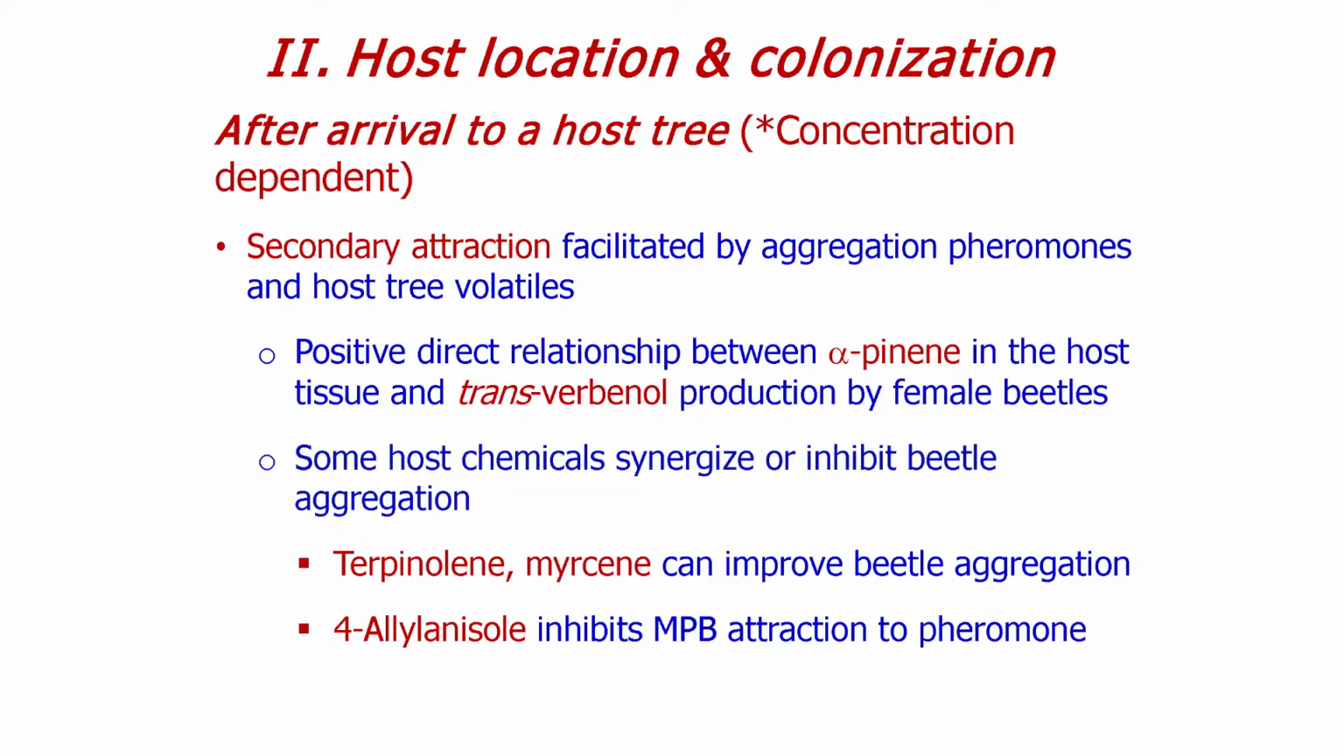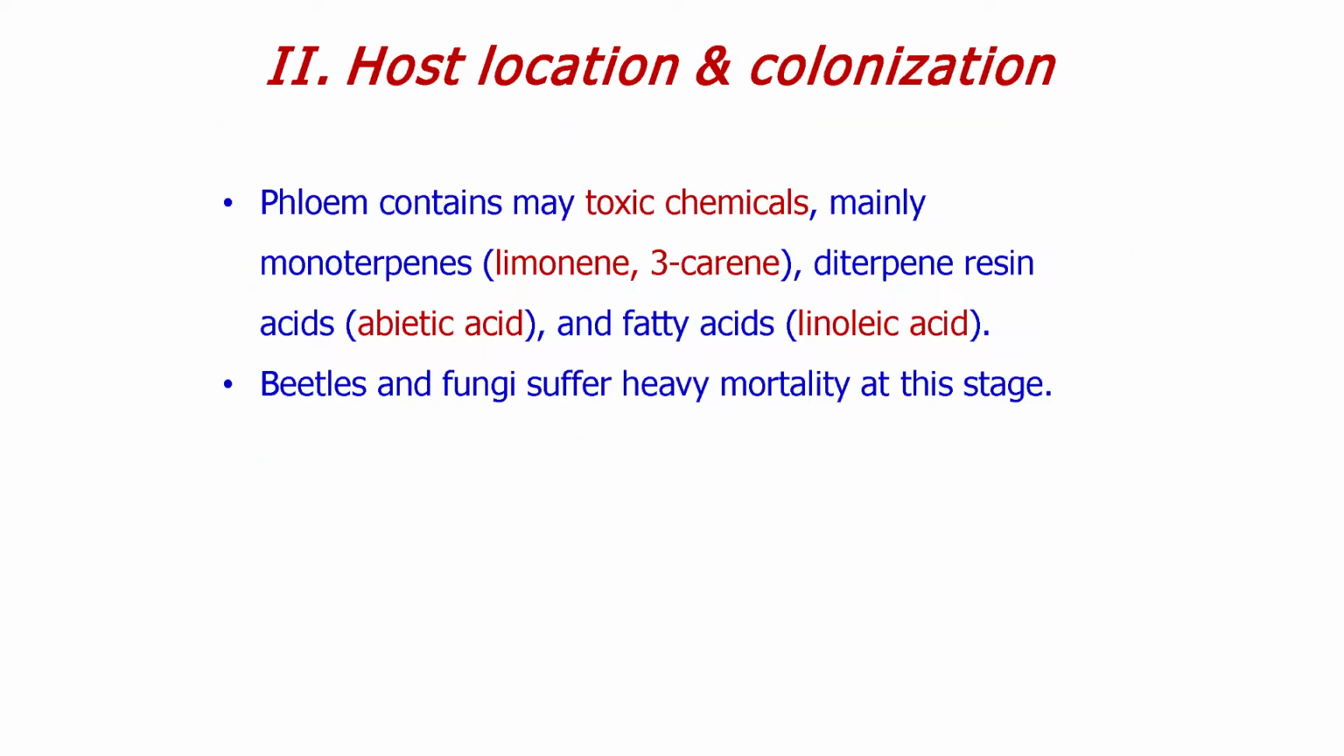There is a positive dependence between the content of the phloem they're eating versus the pheromone that's produced by female beetles. In this case, again, some chemicals can synergize, meaning improve the beetle attraction. In other cases, they inhibit. Terpinolene and myrcene can improve beetle attraction. For verbenone, for example, they inhibit the beetle attraction to its own pheromone. And the second stage continues. This process is really important.